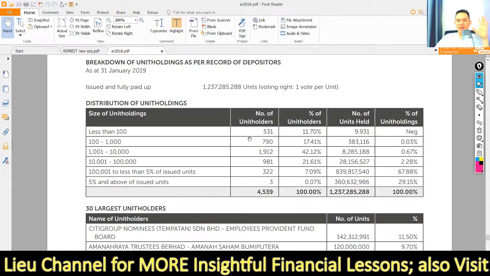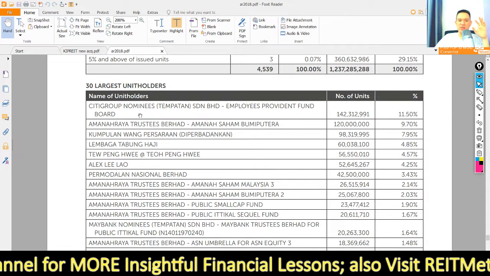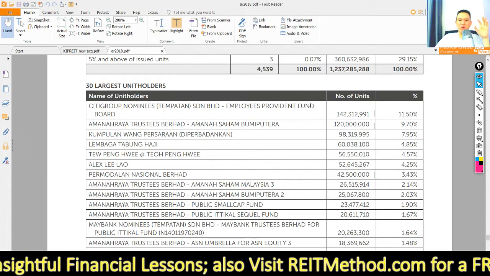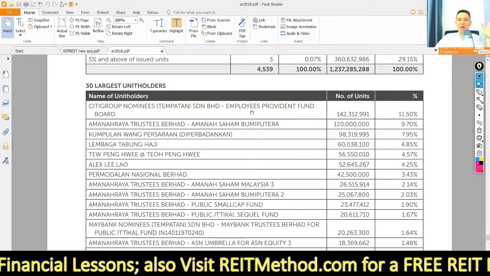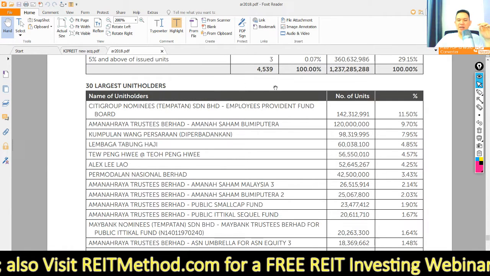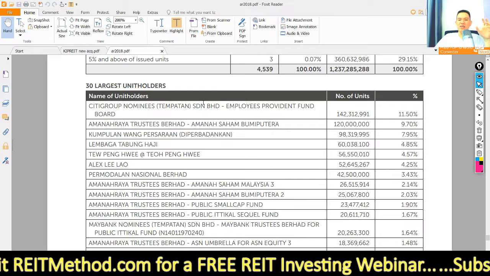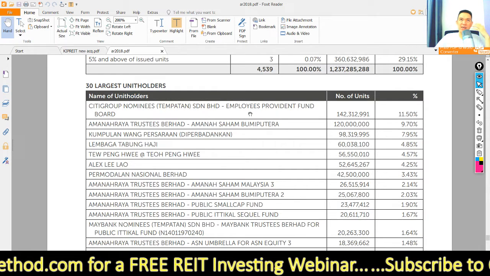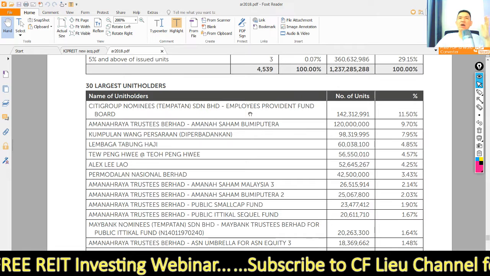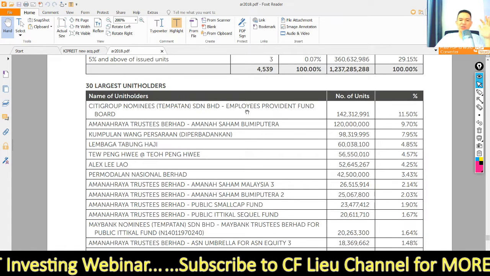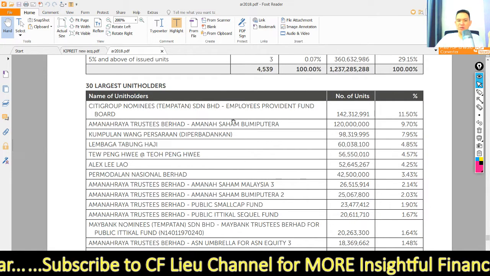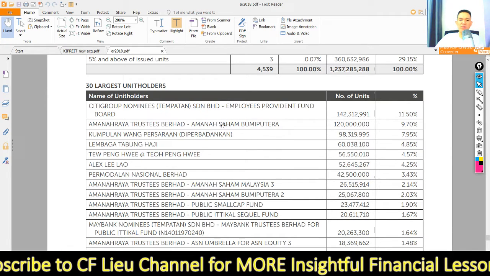In the unit holder statistic, you can see what the largest shareholder of this REIT is. It's not Citigroup, but Citigroup Nominee Tempatan, because they are holding this on behalf of the Employees Provident Fund. Why would EPF rather than hold it directly want Citigroup, the nominee, to hold it? It's because nominees can act as a proxy, representing the real beneficiary, the investor, to do all the paperwork. For example, the distribution reinvestment plan, dividend reinvestment plan, or any paperwork like rights issue or private placement. Citigroup can do all this for whoever they are representing, which is good, so they don't have to do a lot of paperwork. For high net worth investors and institutions, normally they also do that.